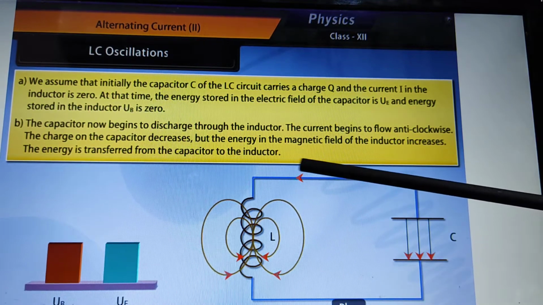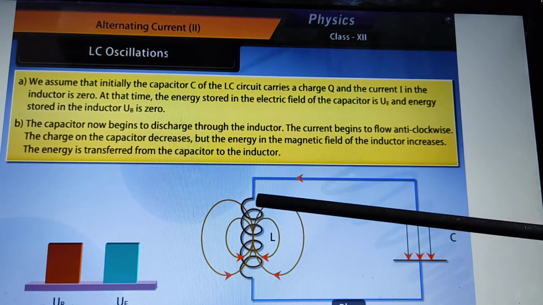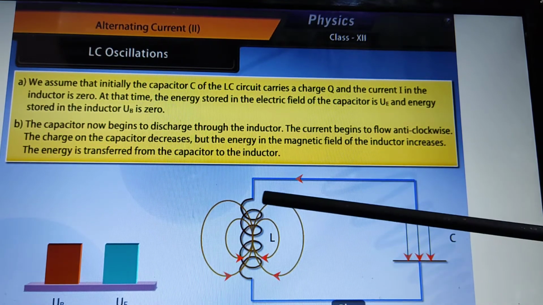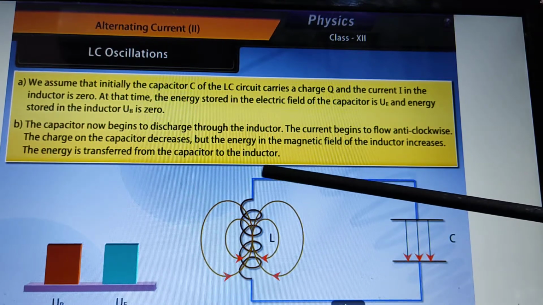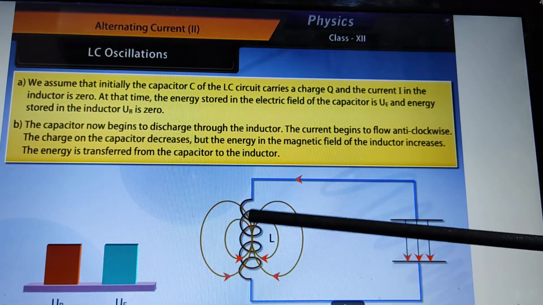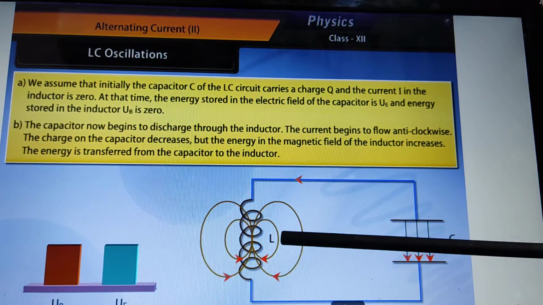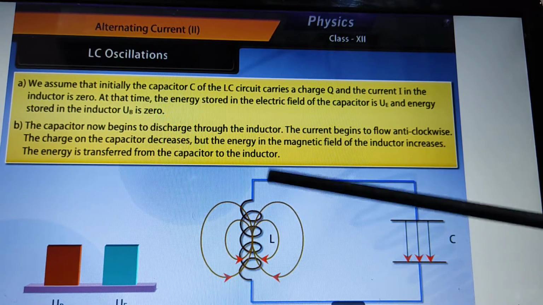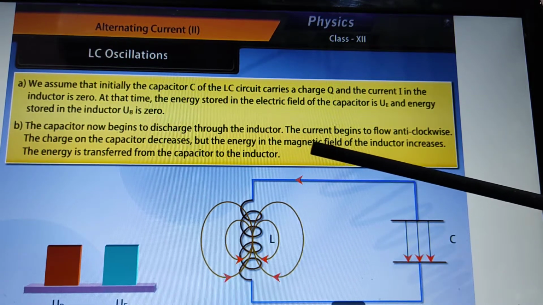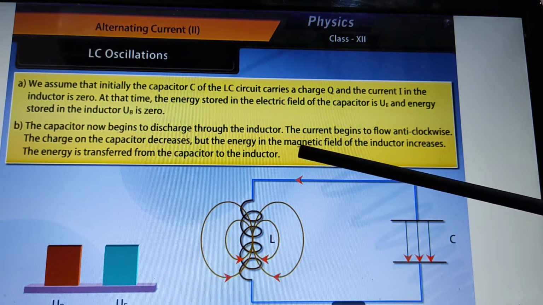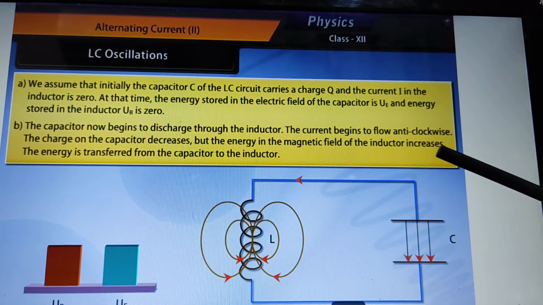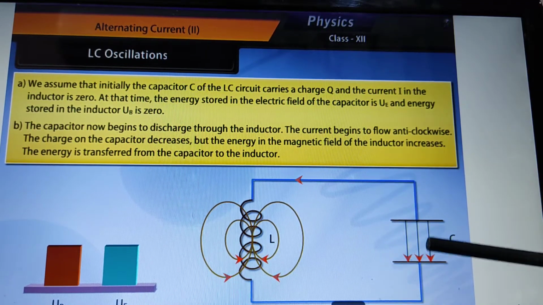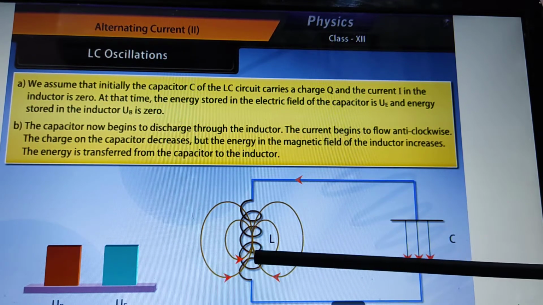But as the current moves in this direction, we have already read in Chapter 6, electromagnetic induction, that this movement of the current induces a magnetic field around the inductor. As the magnetic field increases, the energy in the magnetic field of the inductor increases, which shows that there is an energy transfer from the capacitor to the inductor.